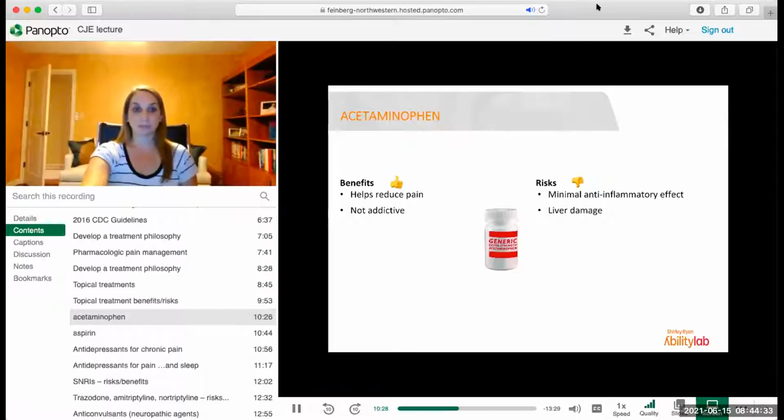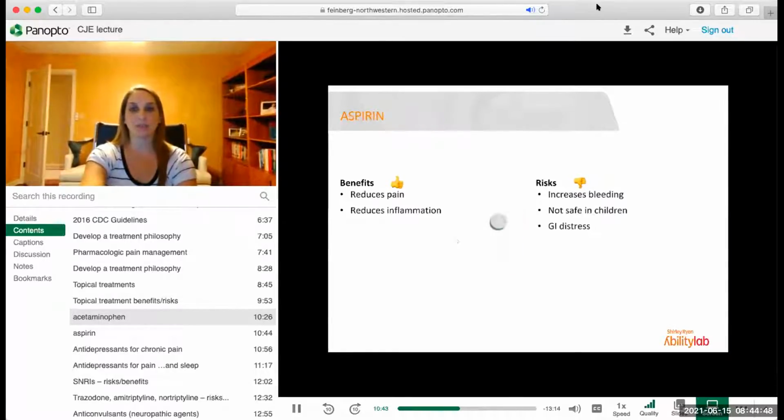Acetaminophen has been around for a long, long time. Benefits: it can help reduce pain, and it's not addictive. Risks: it doesn't have much anti-inflammatory effect. It is more of an analgesic effect, and it can cause liver damage. Aspirin, benefits: it can reduce pain and inflammation, but risks: it can cause a lot of bleeding. It's not safe in children, and it can cause a lot of GI distress.